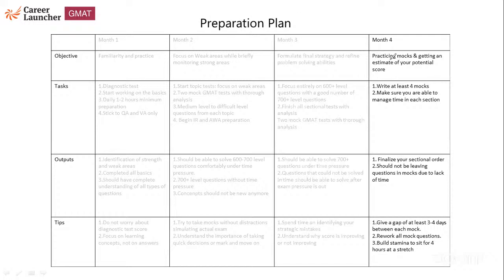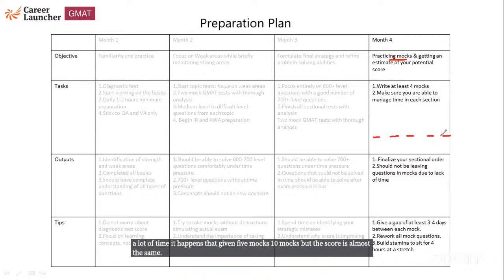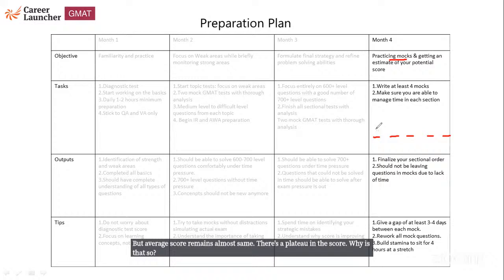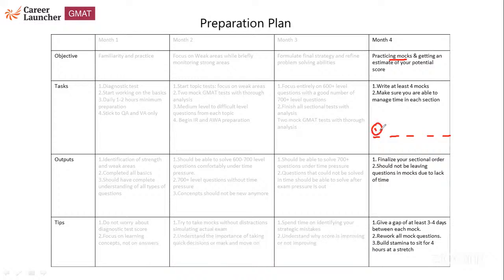Last but not least, give mocks. A lot of the time it happens that you've given 5 mocks, 10 mocks, but the score is almost the same. Sometimes it increases, sometimes it decreases, but the average score remains almost the same. There's a plateau in the score. Why is it so? Because the mistakes made in the first mock are almost similar in the fifth mock. Why? Because it's going to be adaptive.